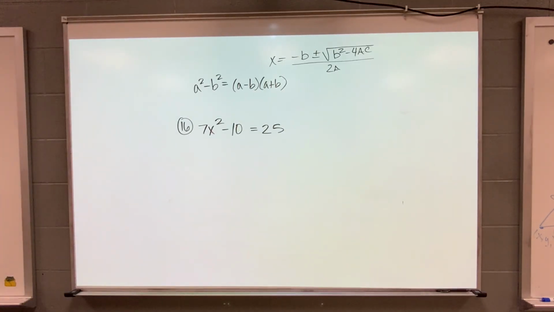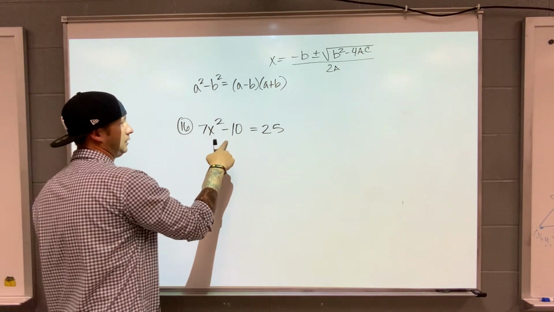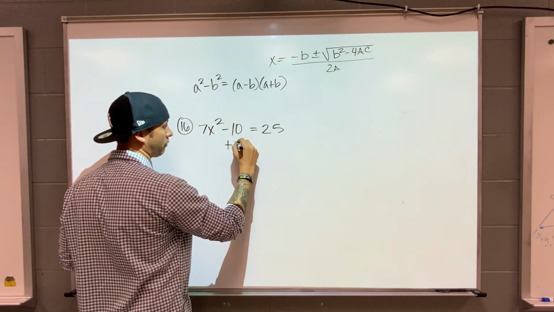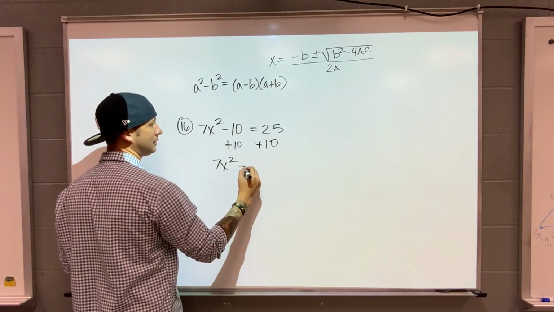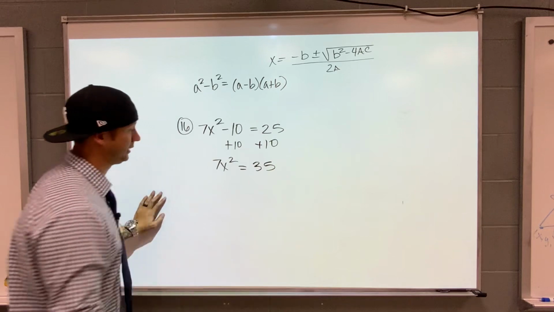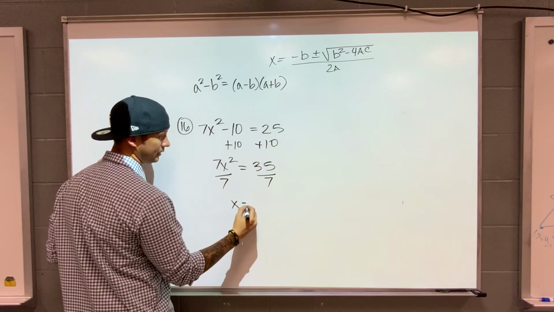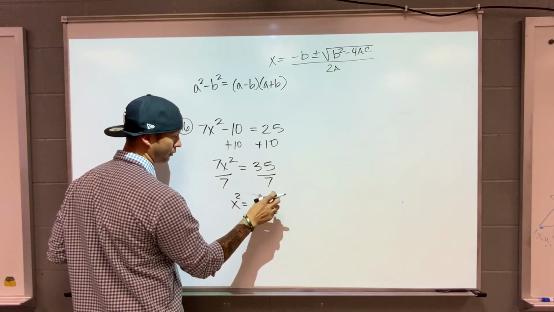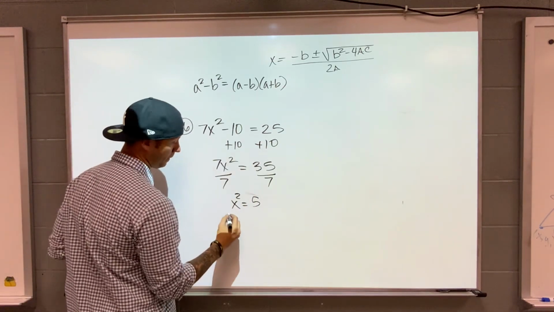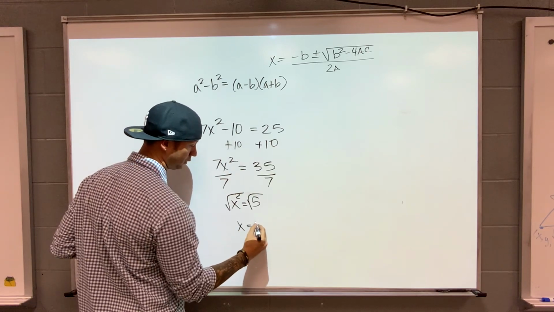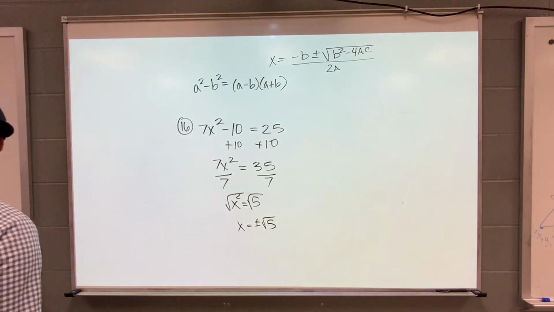Okay, number 16. 7x squared minus 10 equals 25. All right, there's no x term, so the square root method is the preferred method. 7x squared, I'm adding 10 to both sides, so this is going to be 35. This is nice, right? Number sense, I know this is divisible by 7, so x squared is equal to 5, right? Because 35 divided by 7 is 5. Taking the square root, x is equal to plus or minus root 5. That's nice. I like the simple ones.